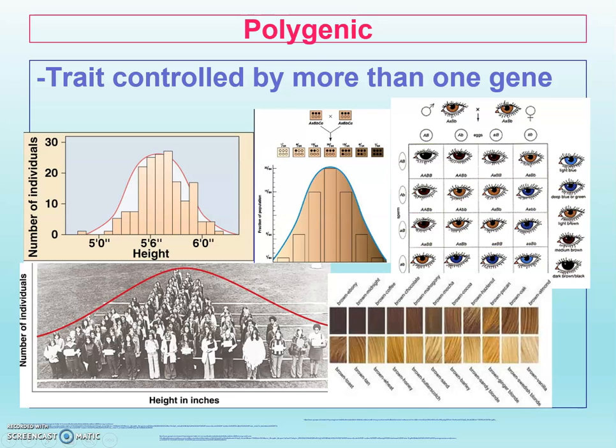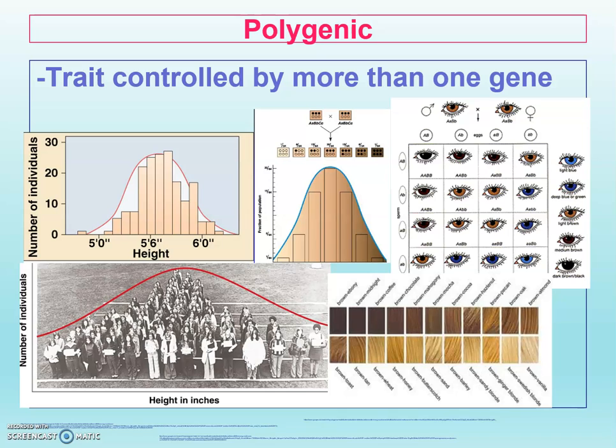So polygenic inheritance, you have these traits, these characteristics, specifically in humans, these are the ones that we're most concerned with, that are controlled by more than one gene. So again, if you have a gene that has at least two alleles for a trait, and you've got multiple genes, then you've got a lot of different genotypes and a lot of different phenotypes that are possible.